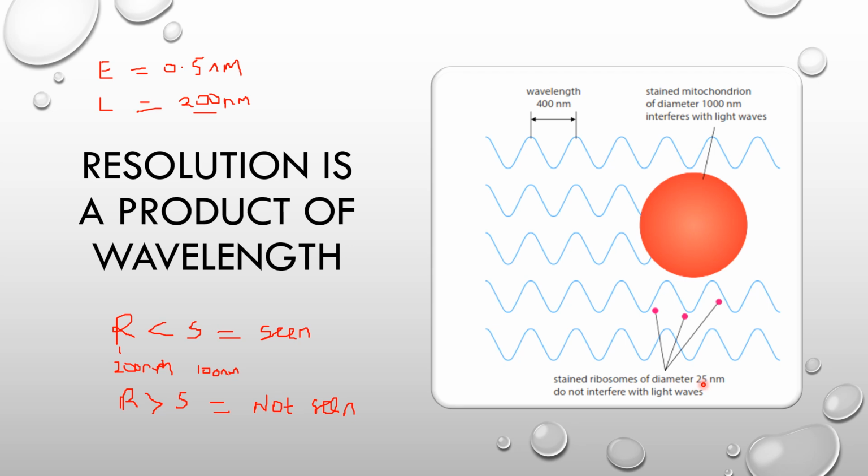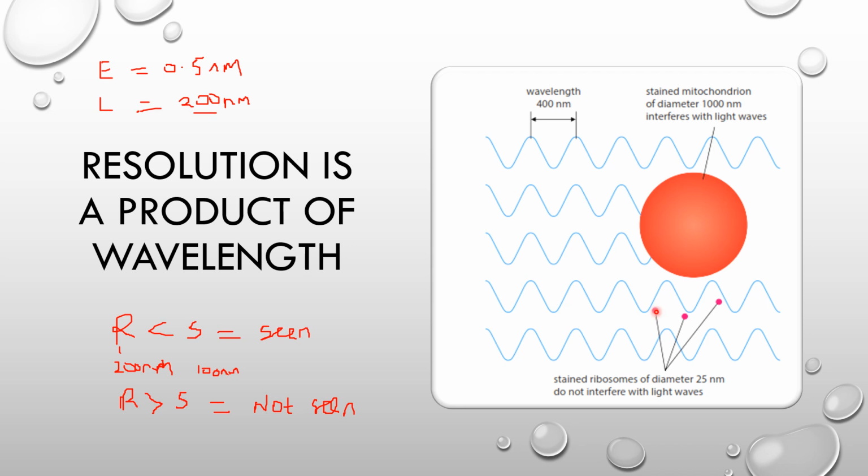Because once the resolution is greater than the size, it cannot be seen. The same thing: once the wavelength is greater than the size, you cannot see. Why? Because the wave will not be able to interfere. Look at the stained ribosome of diameter 25 nanometers. It does not interfere with light waves. Why doesn't it interfere with light waves? Because it's too small. It cannot interfere because the size of this ribosome is smaller than the wavelength and even the resolution.